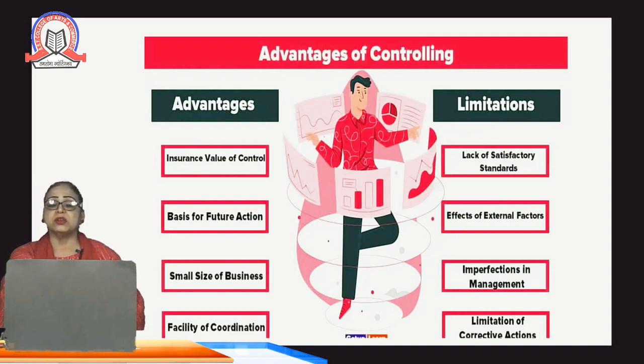Imperfection in management. Many times management is not perfect. They may not set good standards, or they may fail even if the standards are good, fail in managing, and the companies or the targets may fail. And another is limitation of corrective actions. Many times companies and managers are aware of what the flaws and errors are and how to rectify them, but they may not be able to use or follow those corrective actions for betterment.